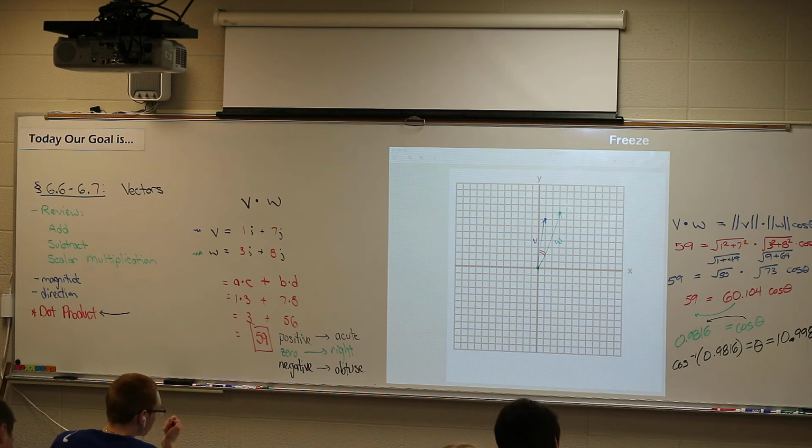And I said, I didn't know where it was going to be. When I looked at it, I said between 10 and 20. And I guesstimated what that vector was going to be. It turned out to be 10.9, almost 11.